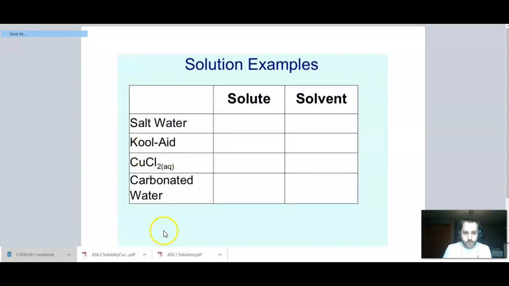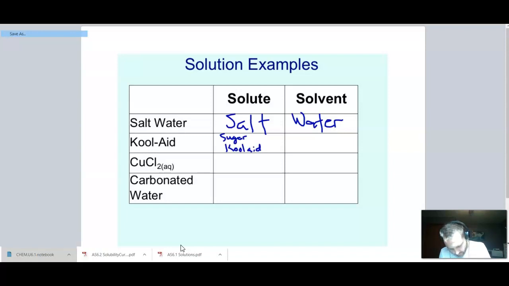So here are some solution examples. If you have salt water, the solute, the thing being dissolved, is the salt, and the solvent is the water. Kool-Aid: the solute, you could put a couple of them in there. You could say the sugar, or you could literally say the Kool-Aid powder. Those would both be acceptable answers. What's the solvent? Yeah, that's right, it's water, because it's almost always going to be water. Copper chloride, which we already talked about: the copper chloride will be the solute, and the solvent, you probably guessed it, is going to be some delightful water.